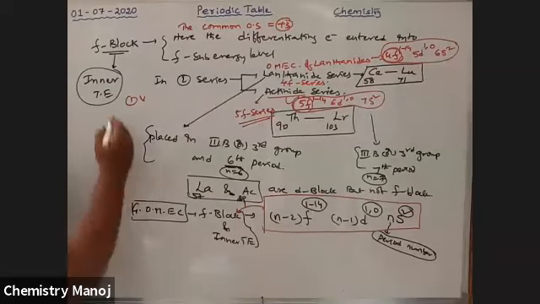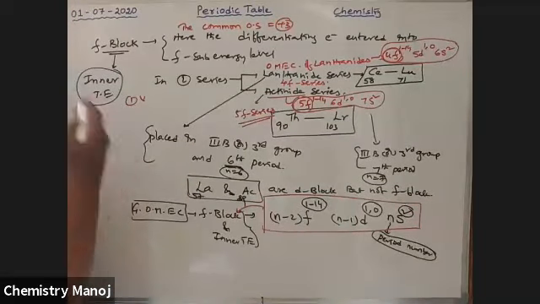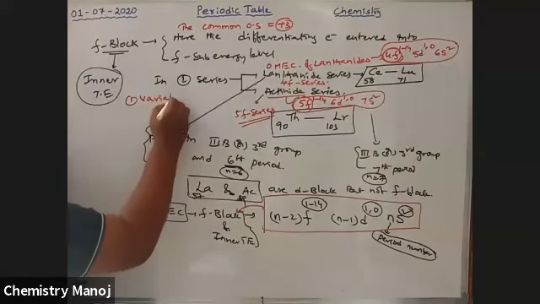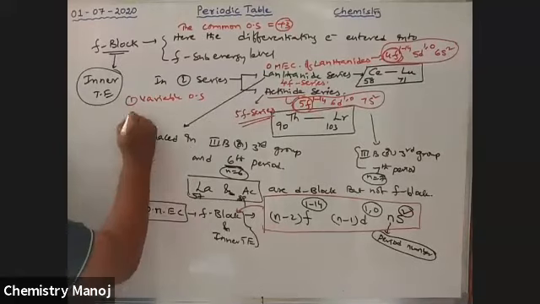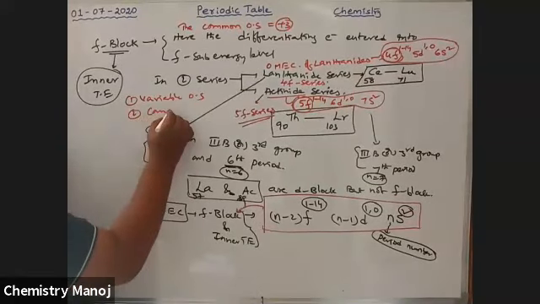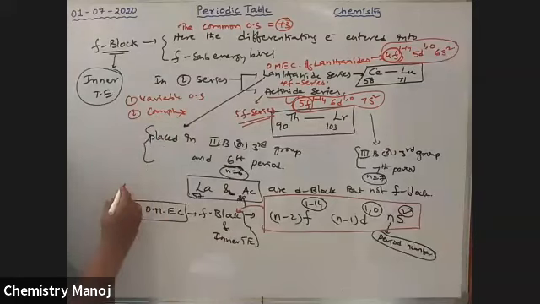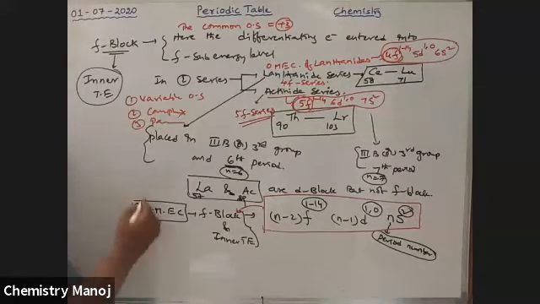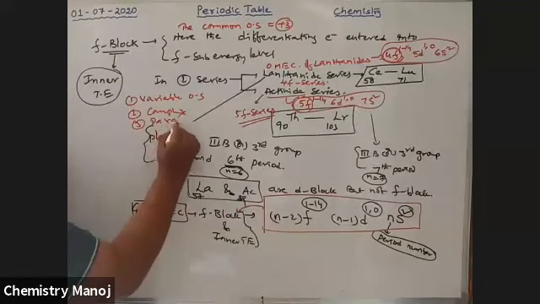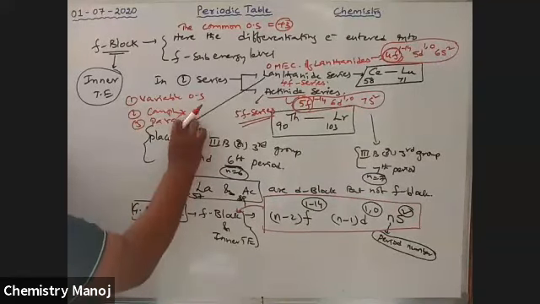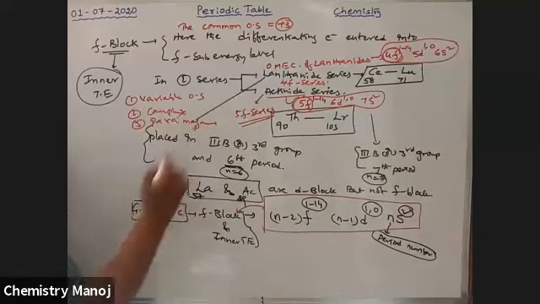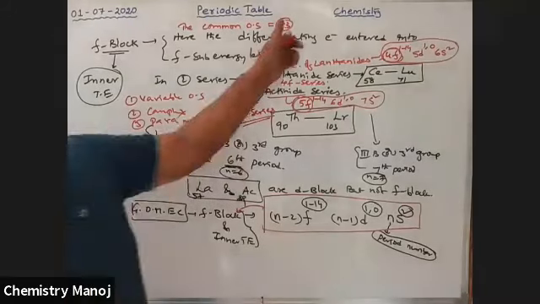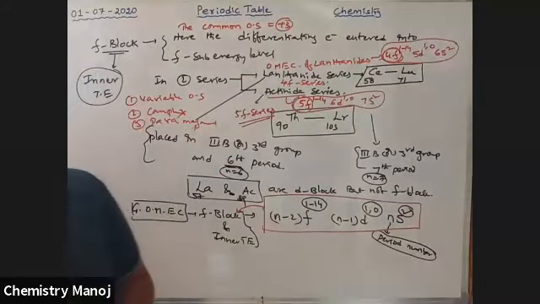So general characteristic properties, all those properties are also available here: variable oxidation state, complex compounds are formed, paramagnetic in nature. All these properties are also possible. Common oxidation state is +3.